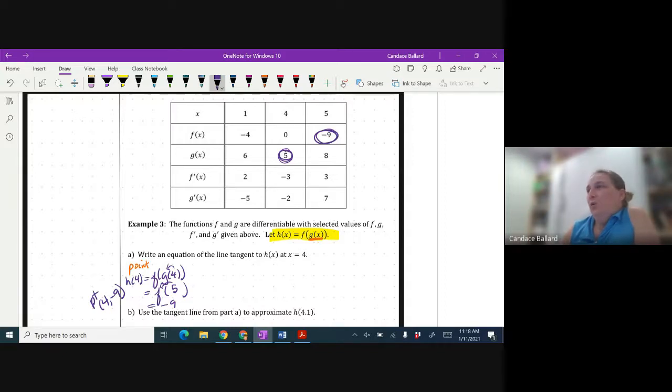All right, in order to get my slope, I need to take the derivative with the chain rule, right? So h of x, I'm going to rewrite first. So f of u, right? And I'm going to put my u off to the side. All right, so u is g of x. What's the derivative of u? What's the derivative of u right now?